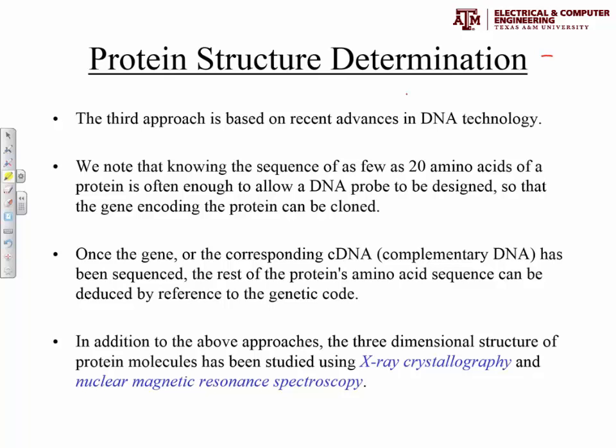So we note that knowing the sequence of as few as 20 amino acids of a protein is often enough to allow a DNA probe to be designed so that the gene encoding the protein can be cloned. Clone means many copies can be made. Once the gene or the corresponding complementary DNA, again this is Greek to you right now, has been sequenced, the rest of the protein's amino acid sequence can be deduced by reference to the genetic code. The genetic code is going to tell you which 3 letters map into which amino acid. It's a degenerate code, but it's a universal code. It's used in all organisms. And the people that found the genetic code got Nobel Prizes in the 60s.